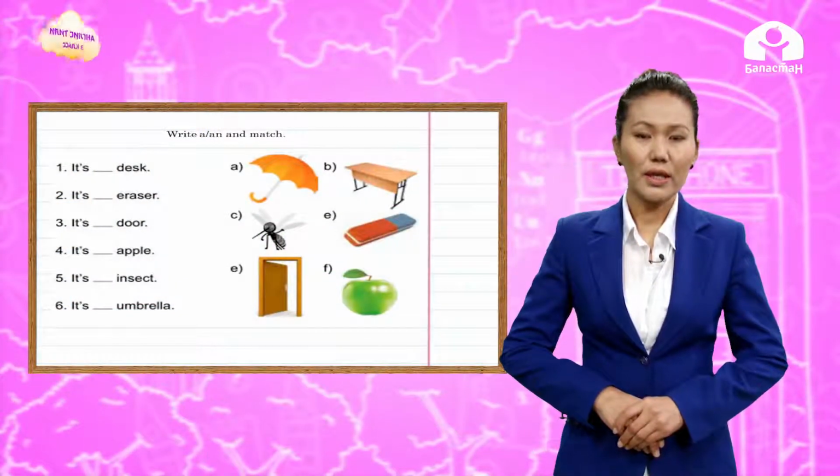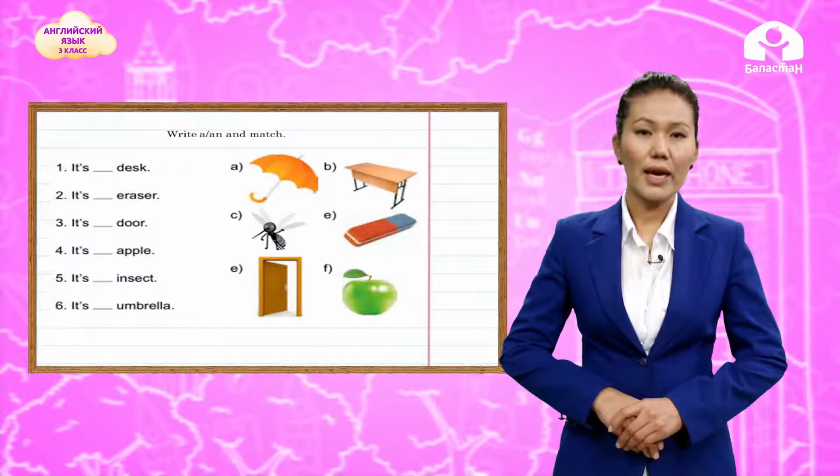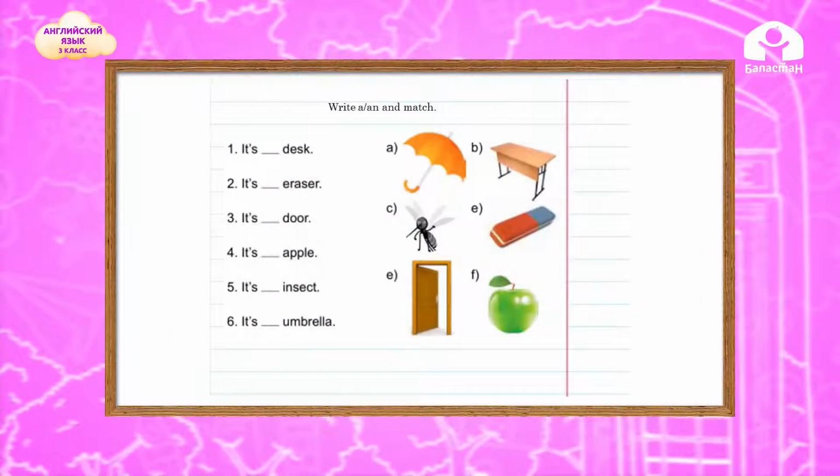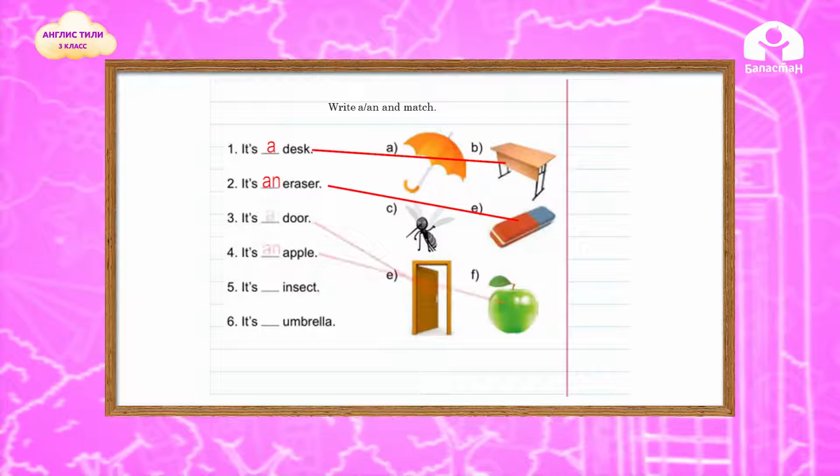Okay, children, let's write a or an into your notebook and match. Look at the picture and write. It's a desk. What do you choose? Write a. It's an eraser. What do you choose? Write an. It's an apple. What do you choose? Write an.